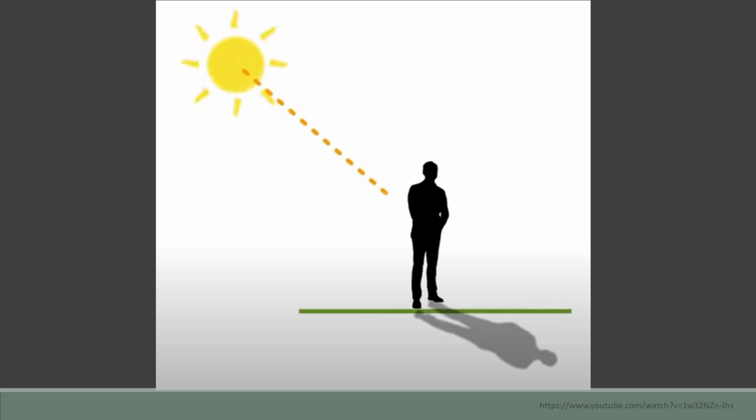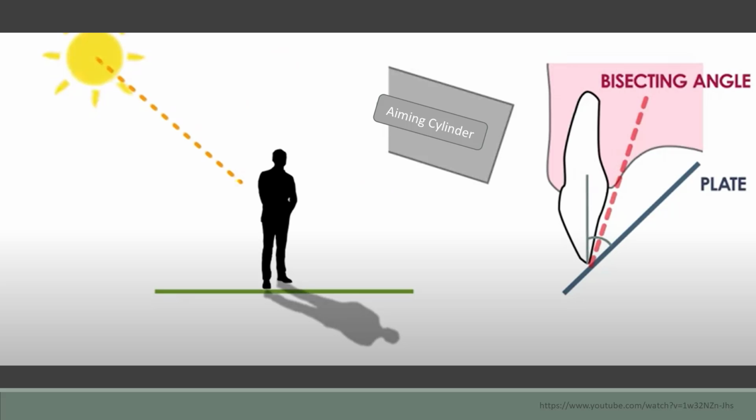However, when the angle is correct, the sun's light is projected perpendicular to the bisecting angle formed between the person and the ground, making the shadow that is cast an exact copy of the person. Similarly, when radiographing a tooth, when the angle is correct, an exact image of the tooth is obtained.